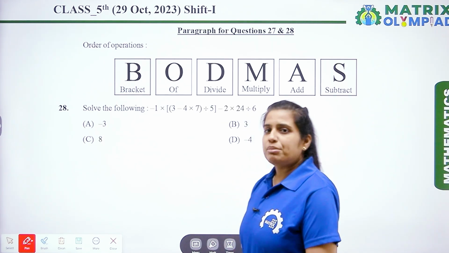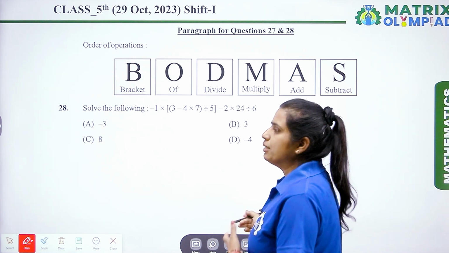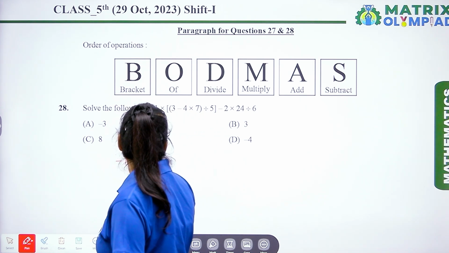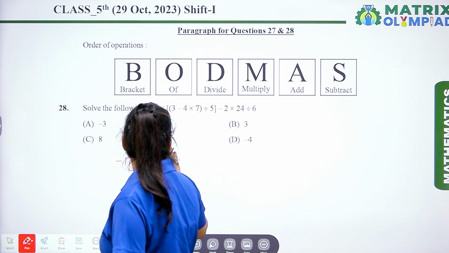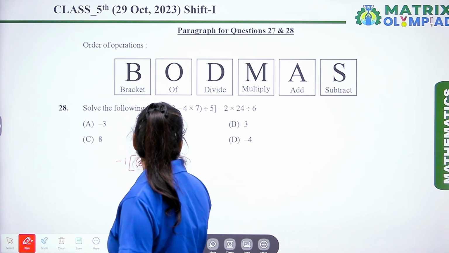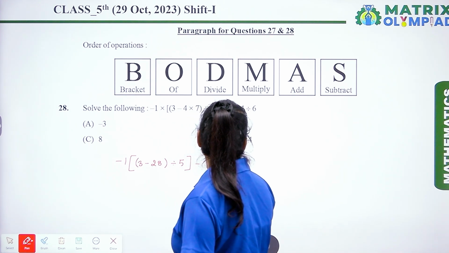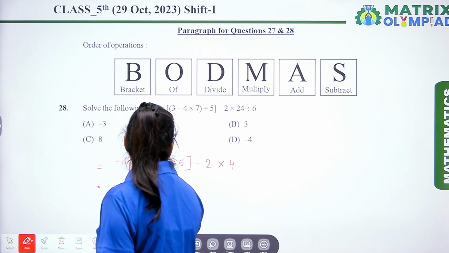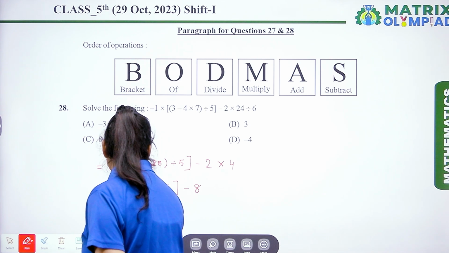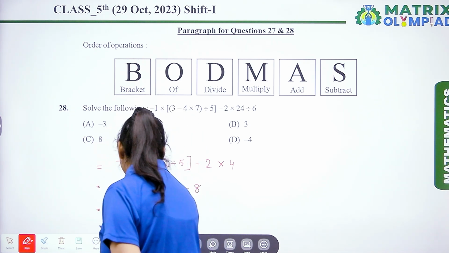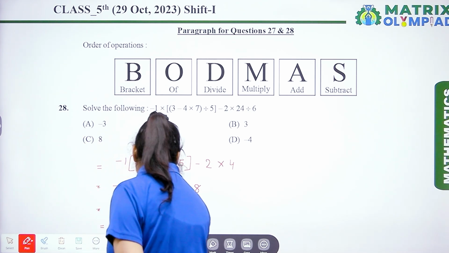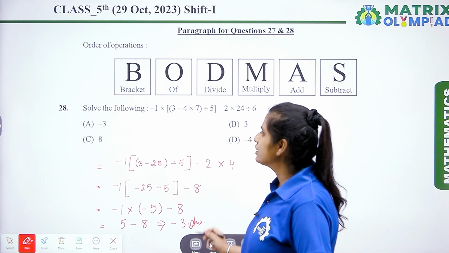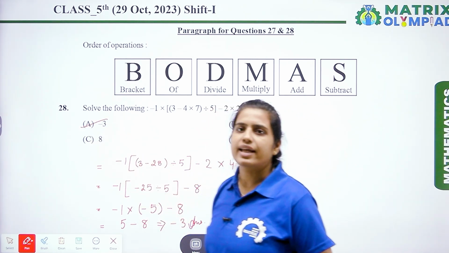The next question is question number 28. In this question also we have to apply the BODMAS rule and solve it. Let's solve it. So after the solution, we get minus 3. So here option A is the correct answer.